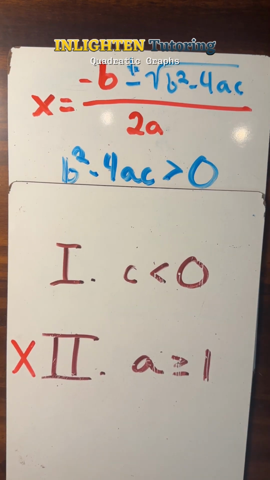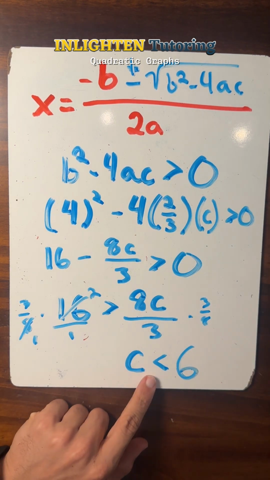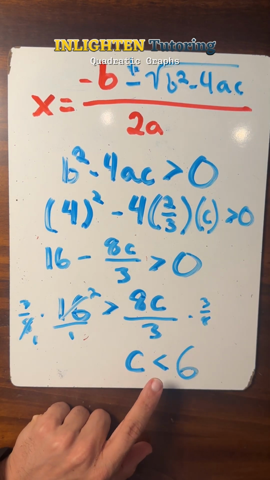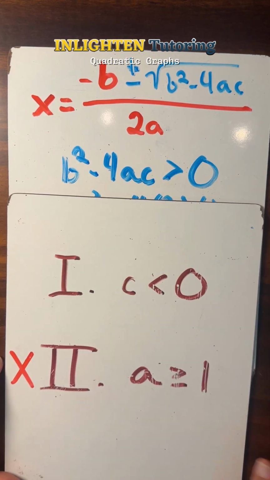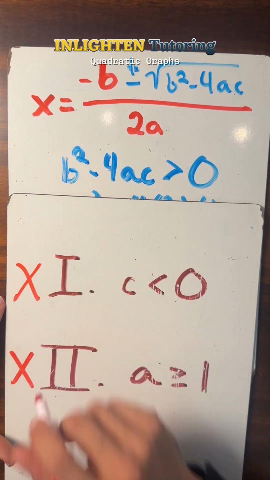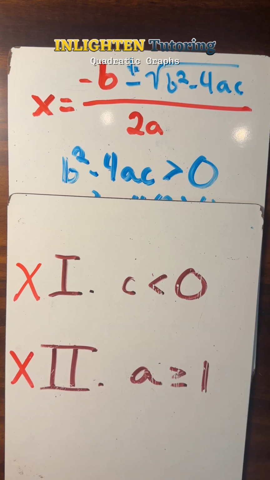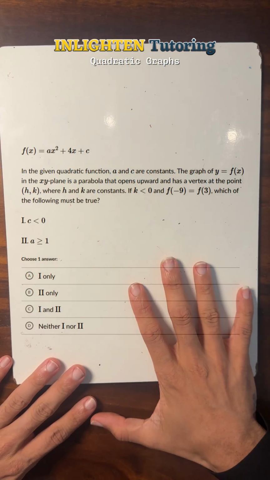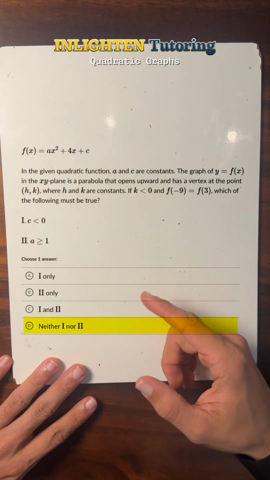If I look at my prompts, the fact that c must be less than 0, well, no. It could be 1, it could be 2, it could be 3, it could be 0, it could be 4, it could be 5. So this does not have to be true. And so our best answer for this type of question is going to be D, neither 1 nor 2 must be true.